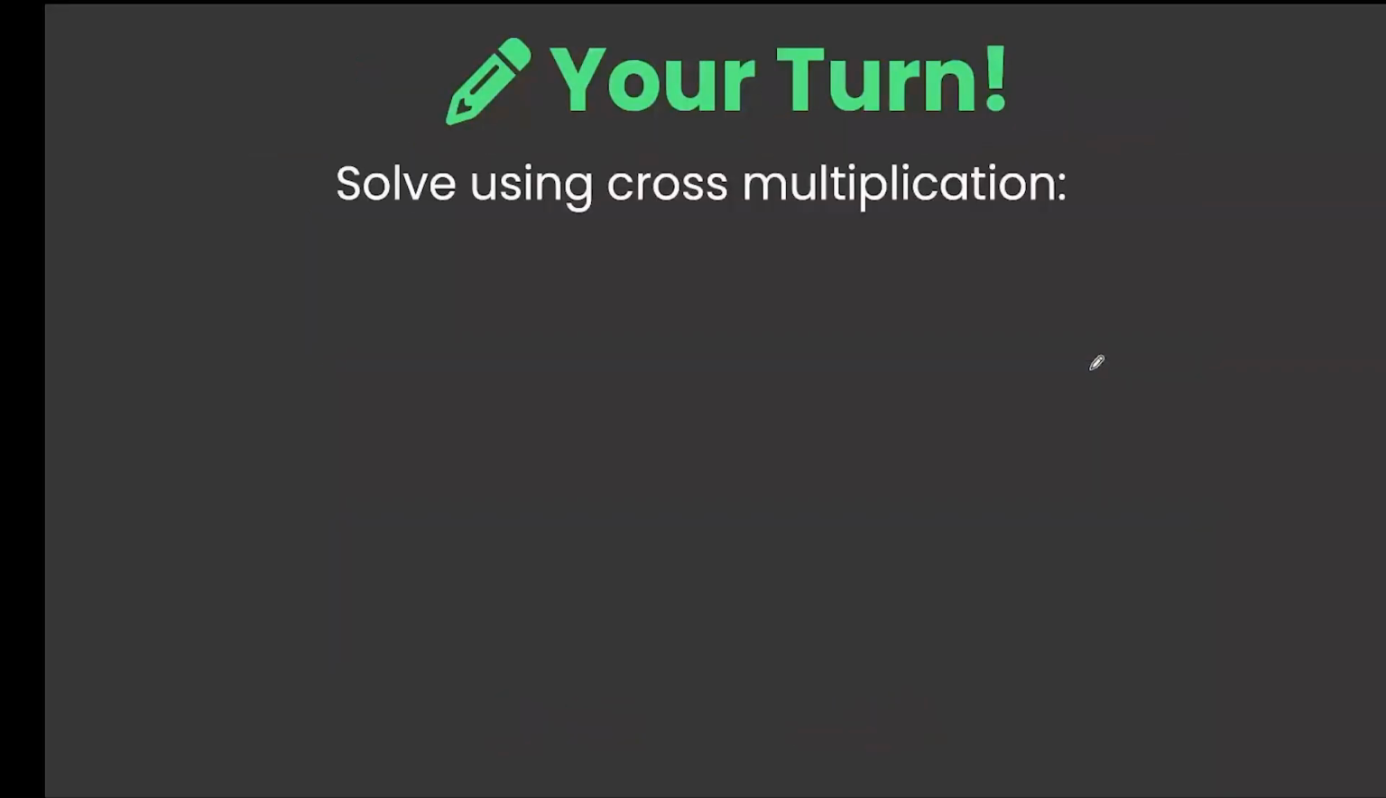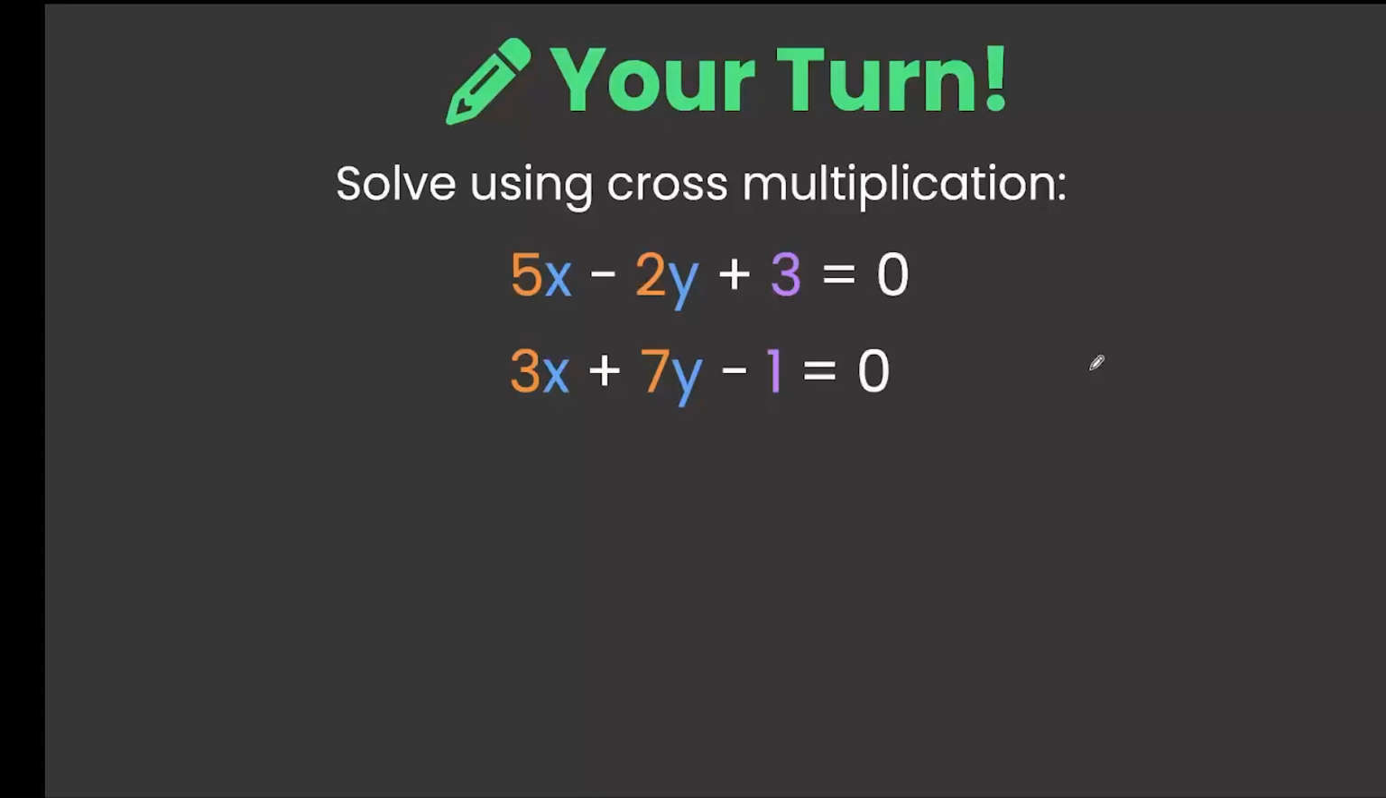So your turn. Quickly solve this. 5x minus 2y plus 3 is 0, 3x plus 7y minus 1 is 0. What is x? What is y?